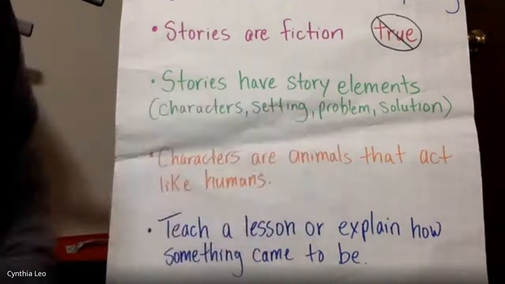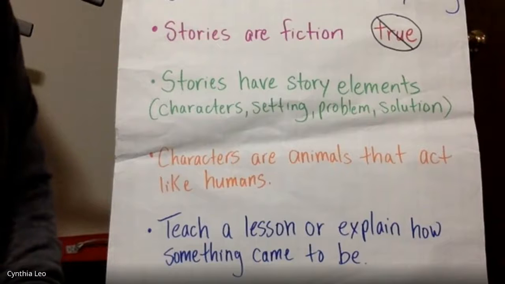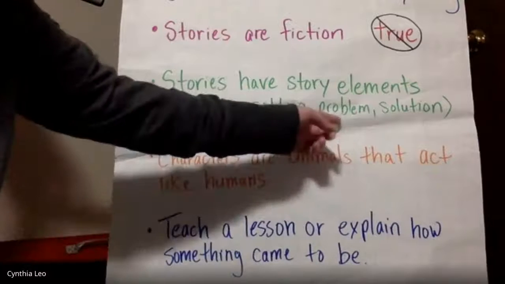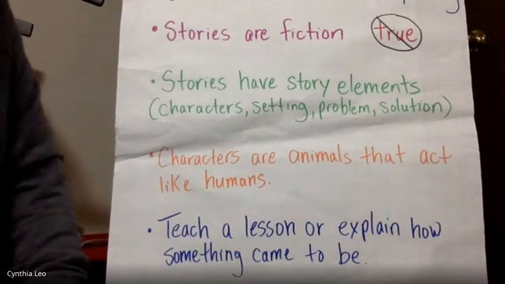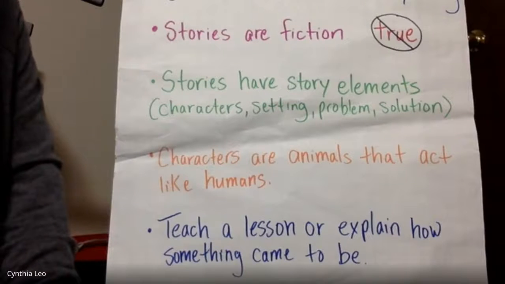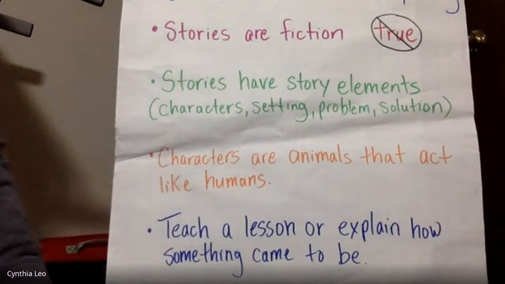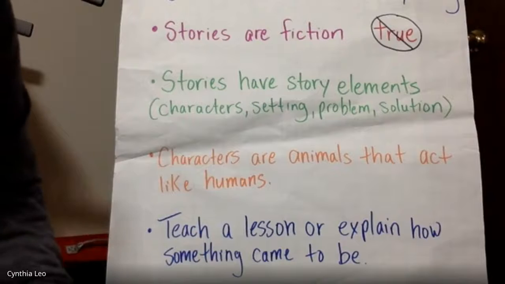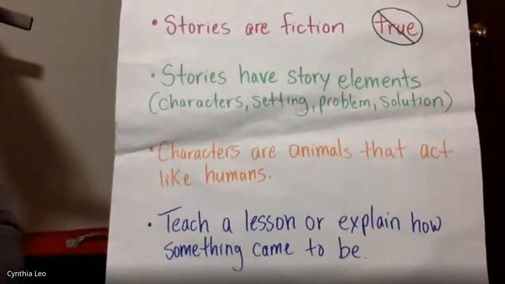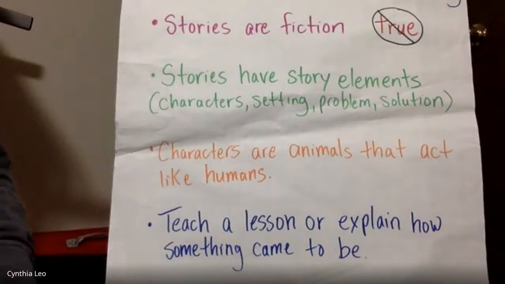The problem in the story is Grasshopper is not doing anything. He's being a lazy grasshopper, and Ant is doing all the work. And the solution in the end is that Ant has lots of food and Grasshopper doesn't have any. So we would need to think about what we can learn from that. Characters are animals that act like humans, and we did have that in our story. We had Grasshopper and Ant speaking and talking and doing things like humans.